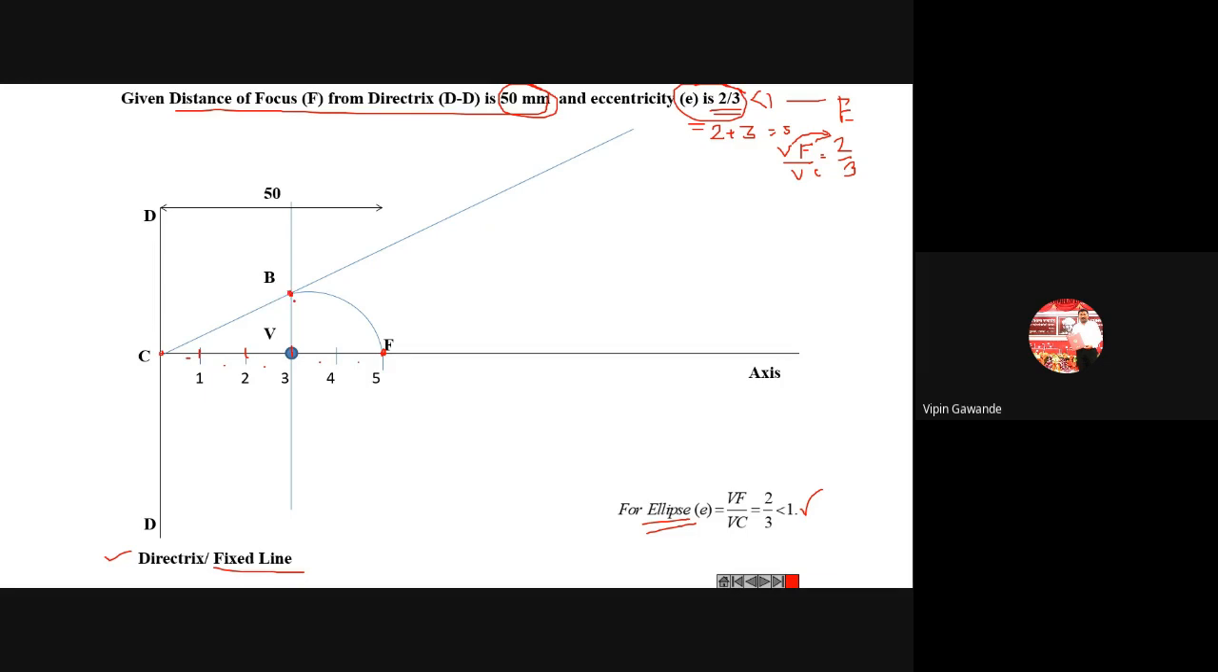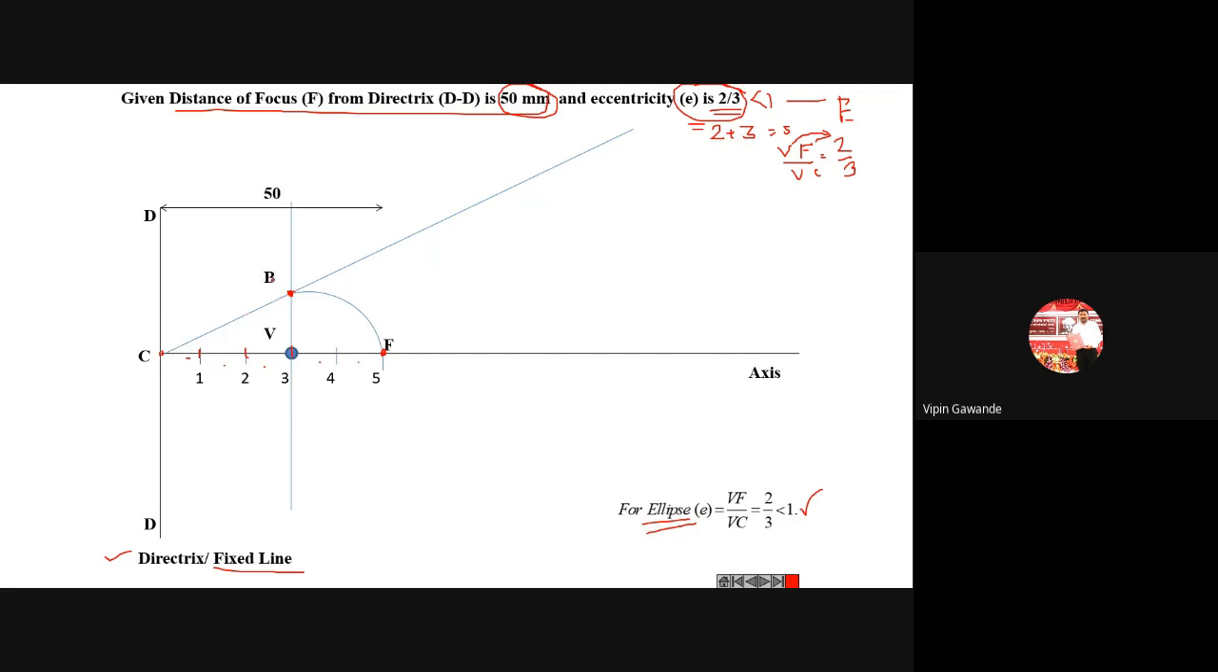Okay, what is the next step now? At V, you have to draw one vertical line. Take the VF distance in the compass and draw one arc. It will intersect the vertical line at point B. Now from C, you draw a line passing through B. So you have to draw this CB line.